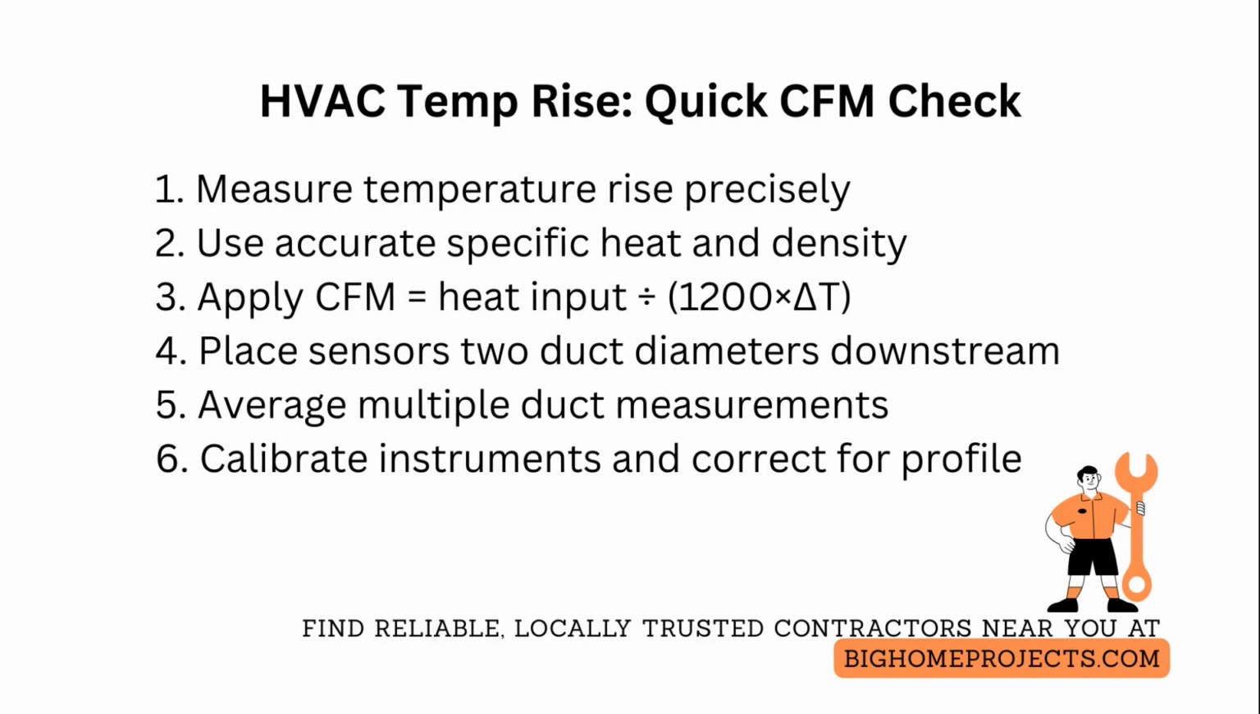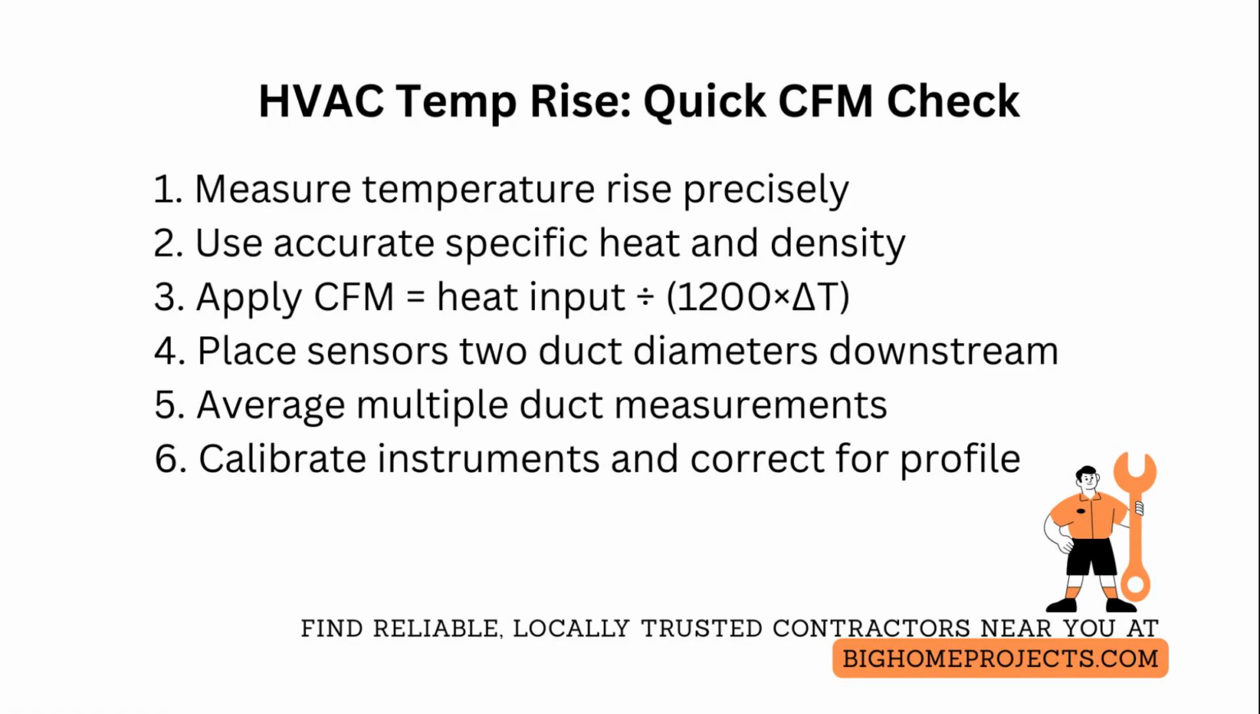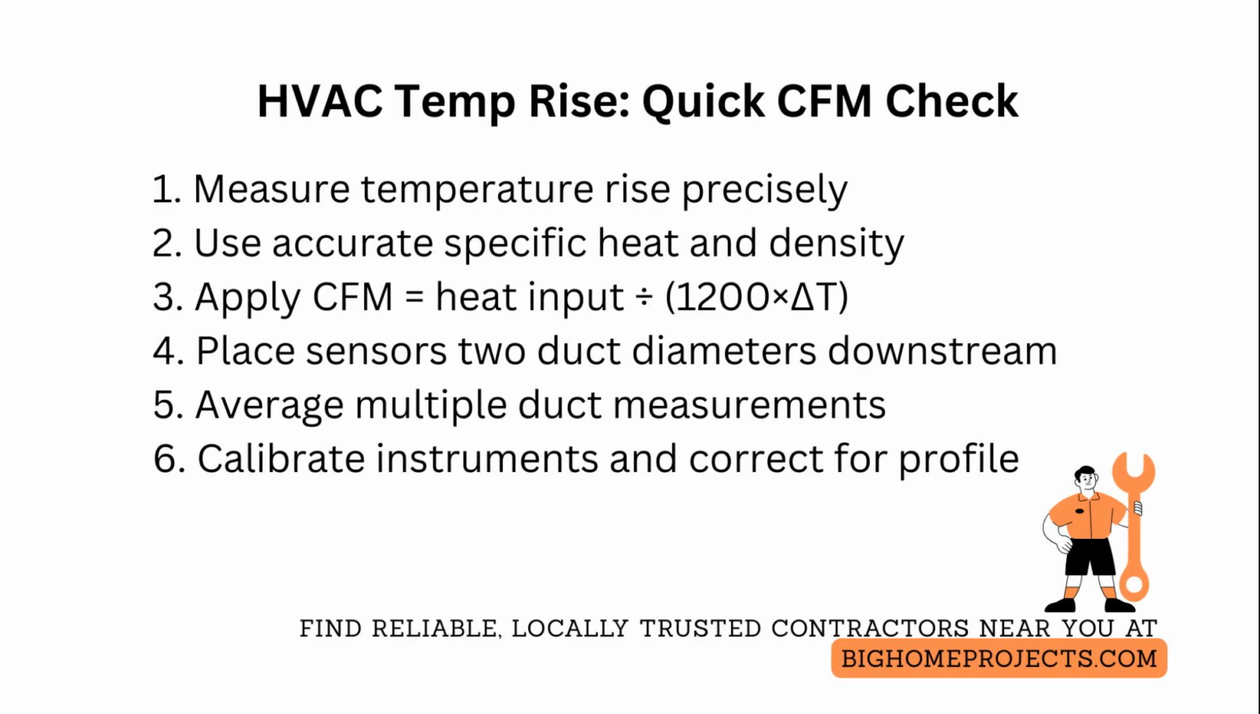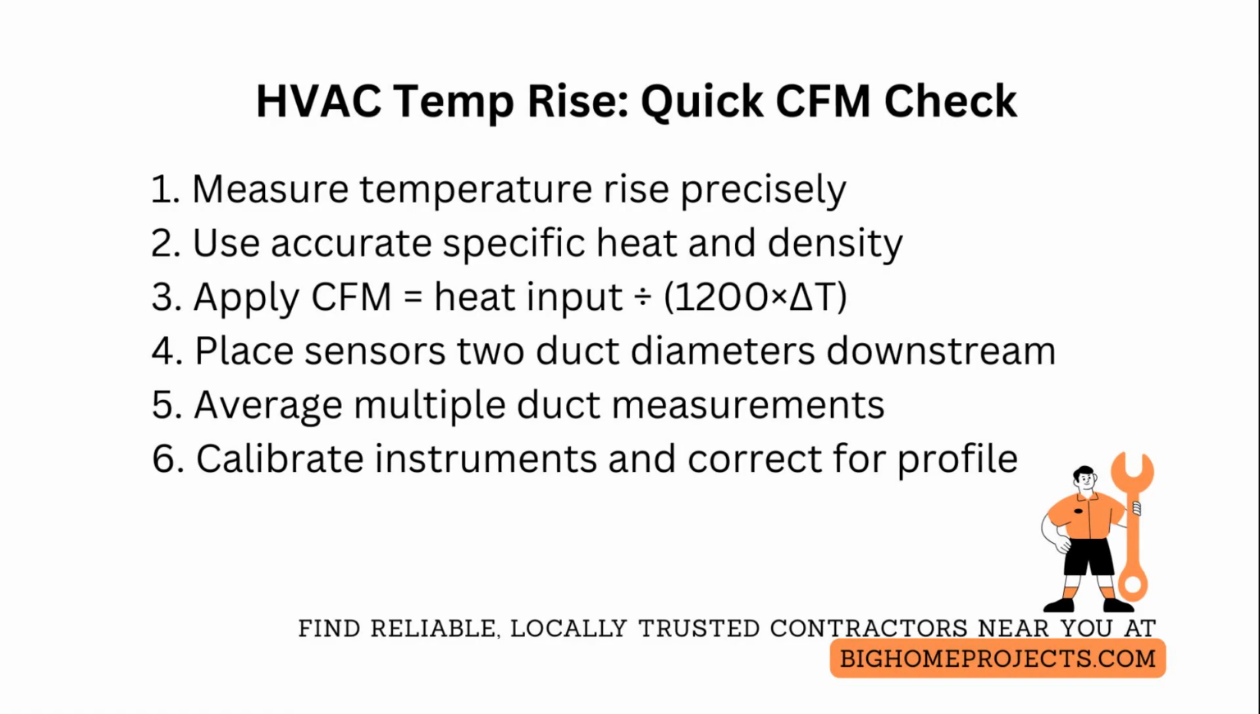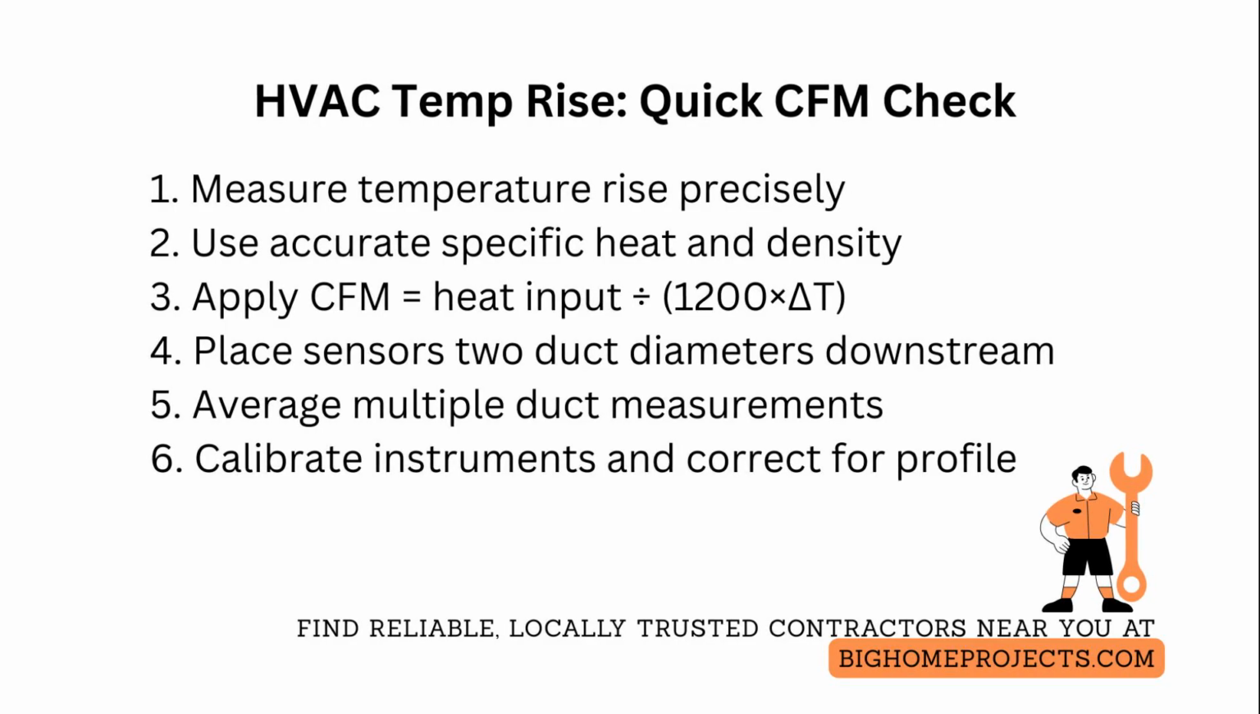Record supply and return temperatures at steady-state operation after the system has run for at least 10 minutes to stabilize. Know the specific heat of air at room conditions, approximately 0.24 BTU per pound degree Fahrenheit, and the air density at your site altitude and temperature. Use measured static pressure to verify the blower is operating on its curve because density shifts change CFM results.